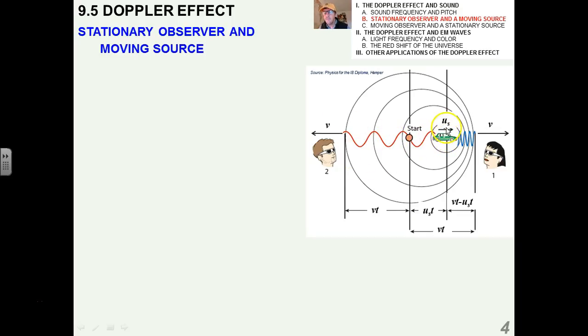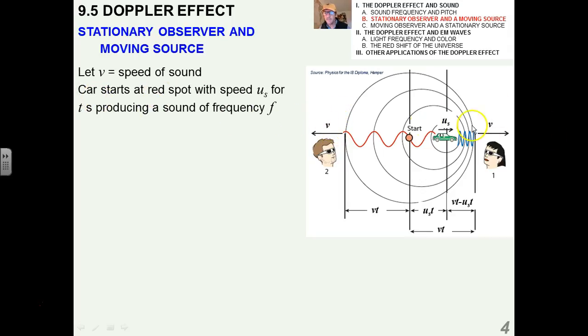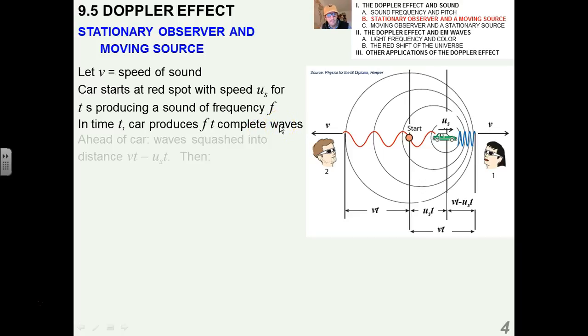I'm going to call the velocity of the green car u sub s, okay? That's the velocity of the source. v in this case is the speed of sound in the air or through the medium, okay? So the car starts at the red spot with a speed u for t seconds, producing a sound of frequency f, okay? In a time t, the car produces, obviously, f times t complete waves, right? Think about that. Ahead of the car, the waves are squashed into a shorter distance, and that shorter distance is given by vt minus ut, okay? That's the distance that they're squashed into.